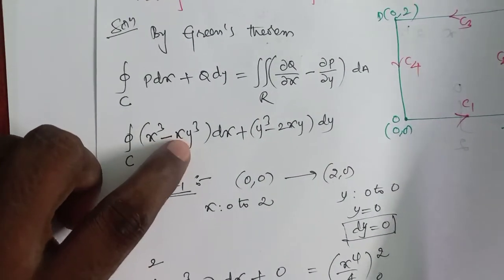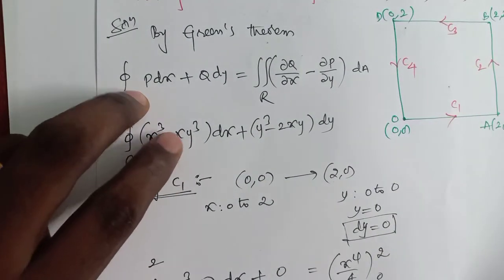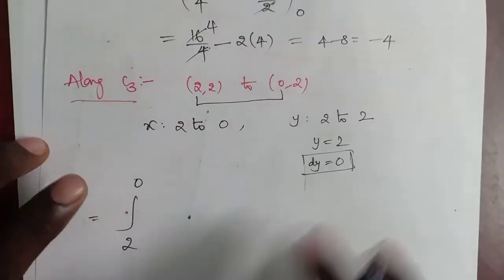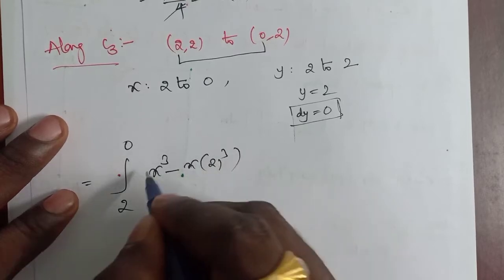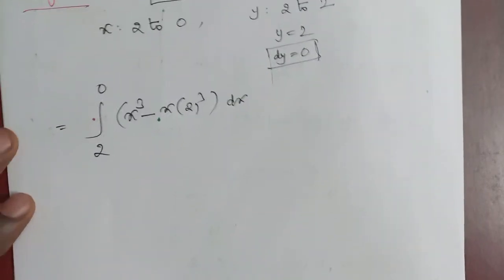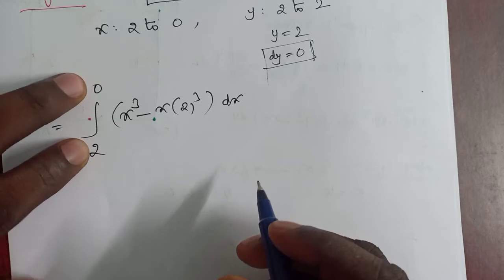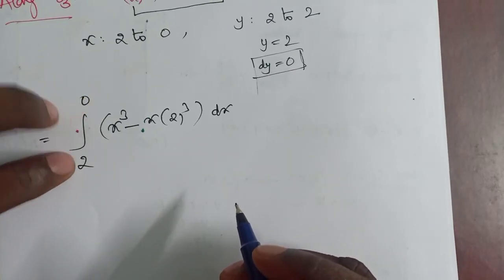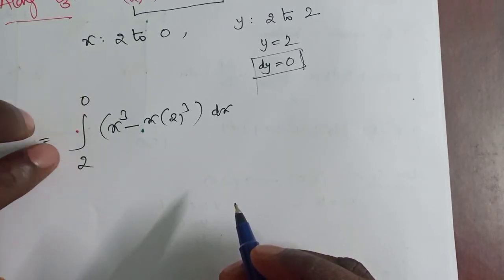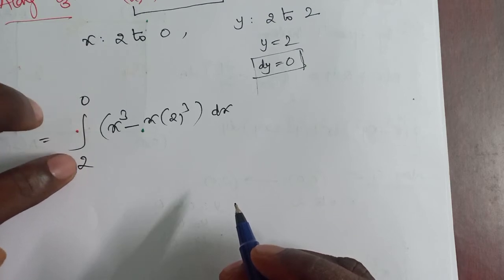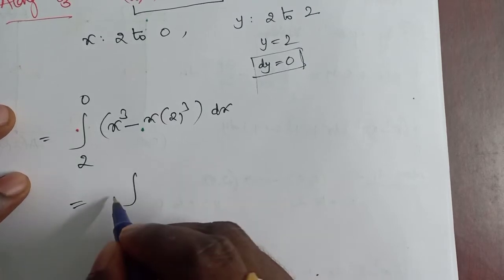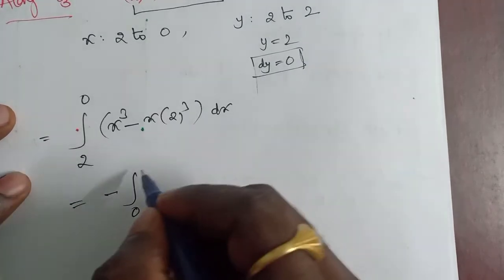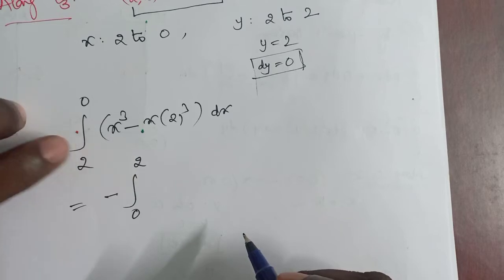Now from this we have x cube minus x into y, which is 2, so x cube minus x into 2 cube into dx. All the time please observe the boundaries 2 comma 0, since the direction of the boundaries is different. We have 0 to 2 normally, but here we have 2 to 0, so we have to interchange the boundaries. Why? Because the lower boundary always has the least value and the upper boundary always has the highest value, but here it is different.